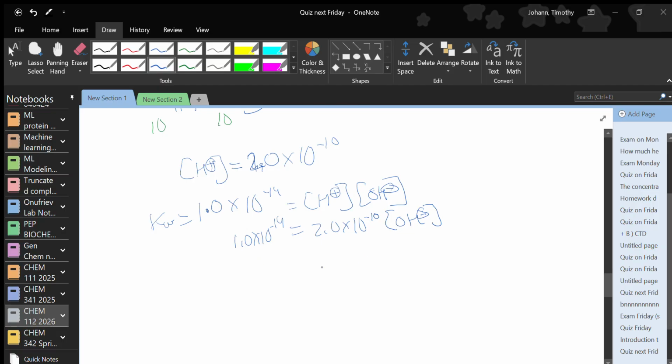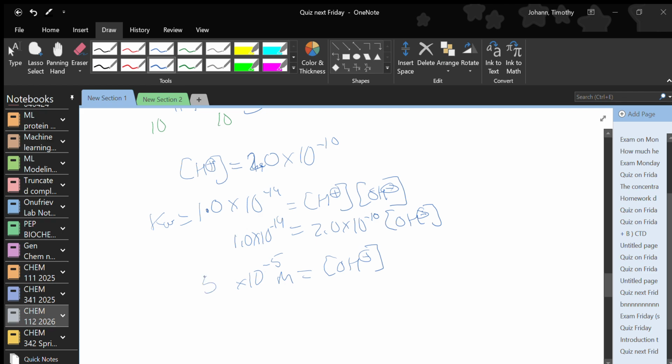All right, and that ends up being my OH concentration. So I divided both sides by 2.0 times 10 to the negative 10th, and that gave me 5.0 times 10 to the negative 5th molar. Yes? I don't know if maybe I'm just getting my sig figs messed up.